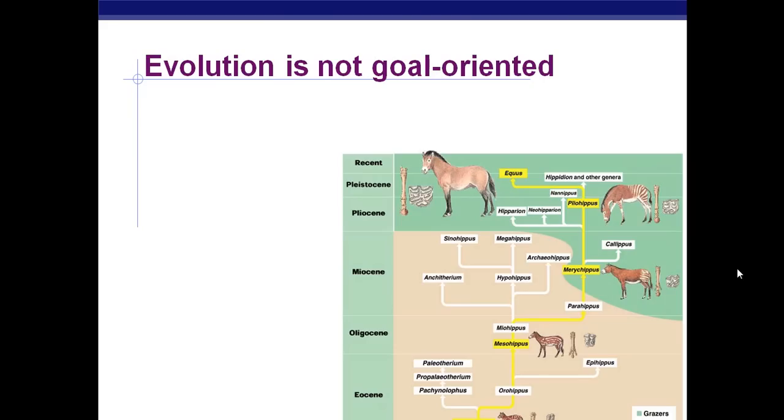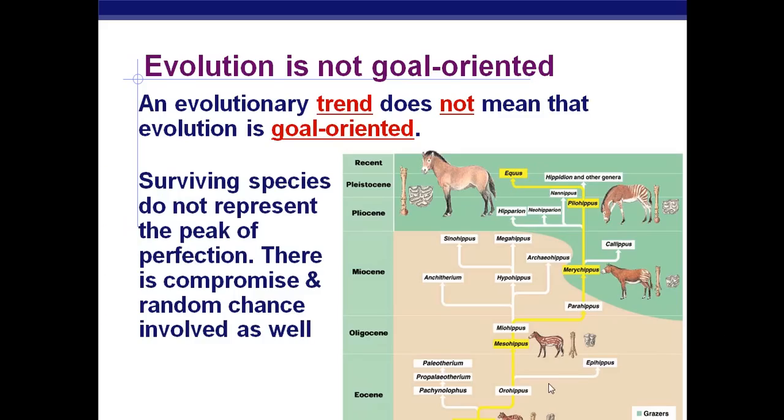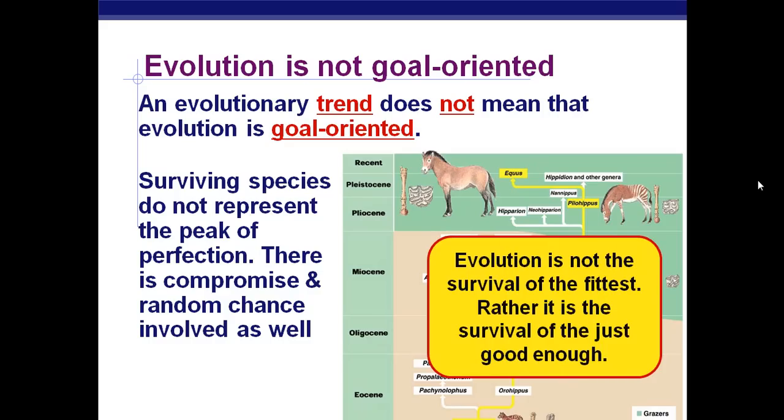Okay, to finish this off here. It's very, very important that you remember that evolution is not goal-oriented, even though we may see trends in the fossil record, especially if you look at horses. That doesn't mean that evolution is goal-oriented. It doesn't mean that just because we see this trend, that this was the ultimate goal, that this was the animal that was going to be produced in the end. Surviving species don't necessarily represent the peak of perfection. There are always compromises and random chances that are involved as well. So you might think about evolution not being survival of the fittest, rather just the survival of the just good enough. Remember, that's for humans as well.